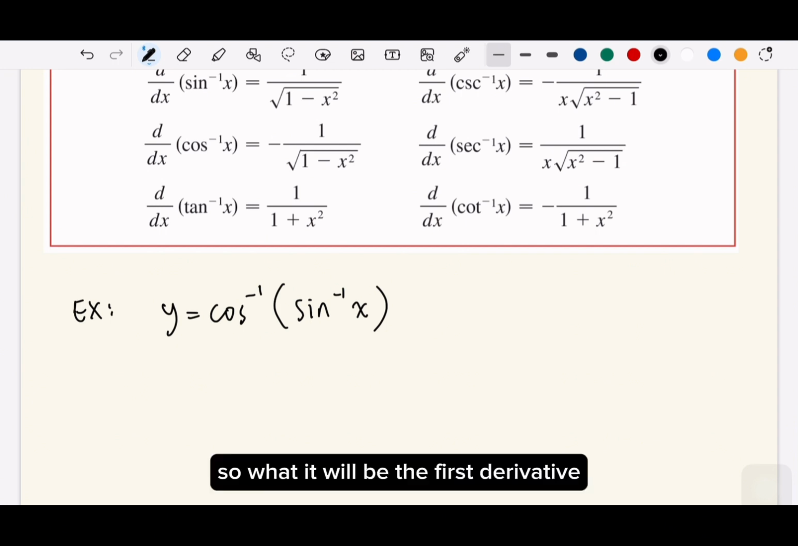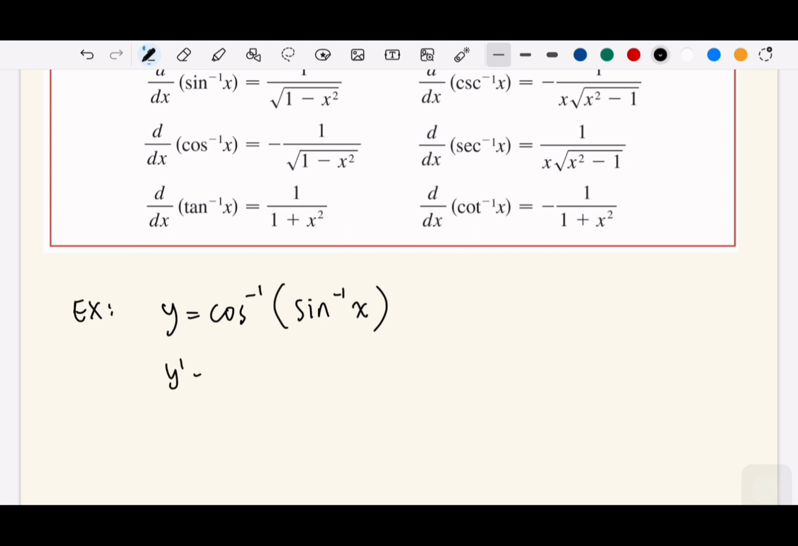So what will be the first derivative? Is it worth it to be in the exam or not? Okay, you can try.